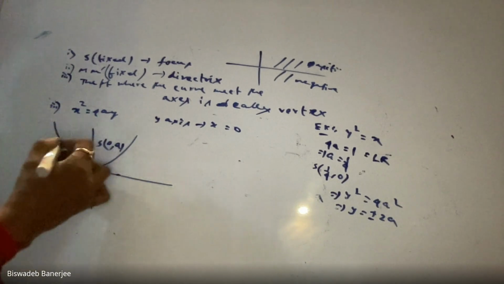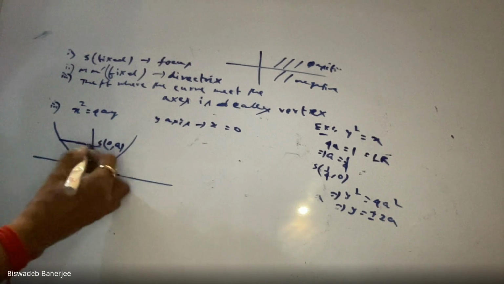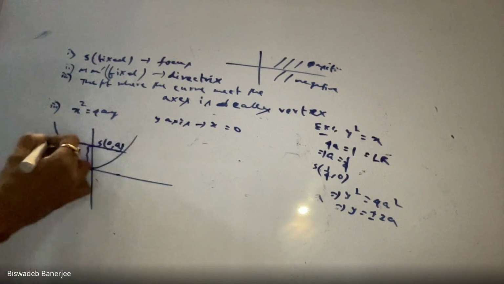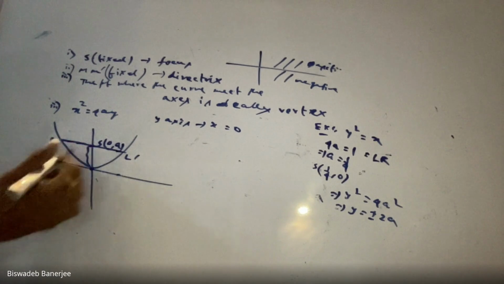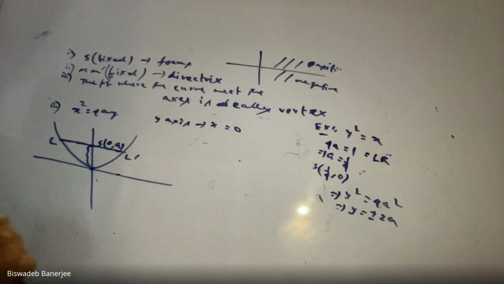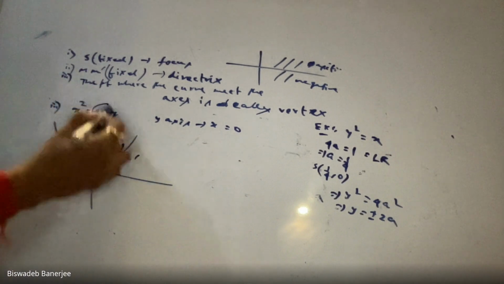And this is my latus rectum, LL dash, because the latus rectum is always perpendicular at the focus. There is my latus rectum, 4a.